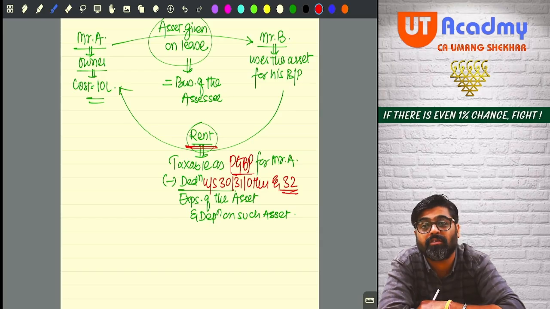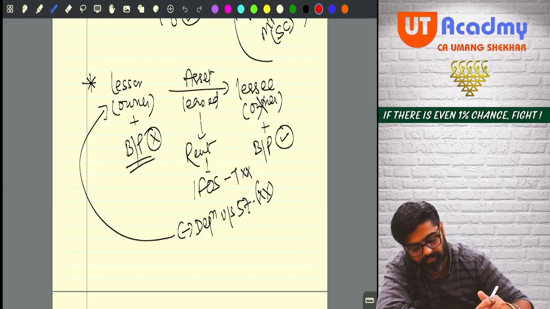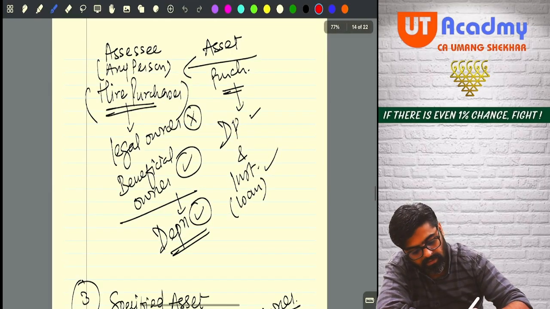The cost of that asset will be claimed by the owner only. Always the person who has incurred the cost will claim that cost as what? Depreciation, either under PGBP or under the head IFOS. Nobody else can claim that cost in the form of depreciation. Will you remember? So being the owner of the asset is this much important. Just imagine. Got it, sir? Everyone?